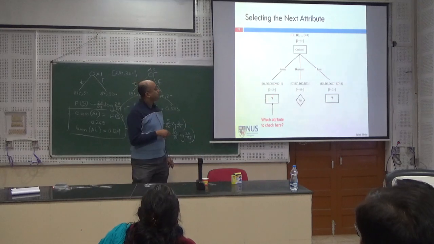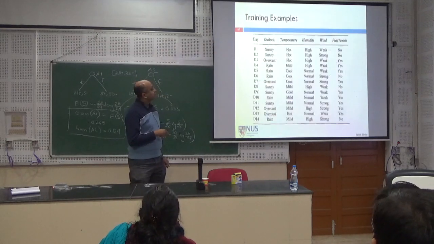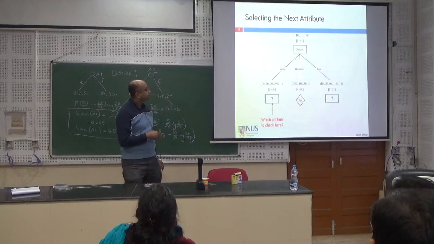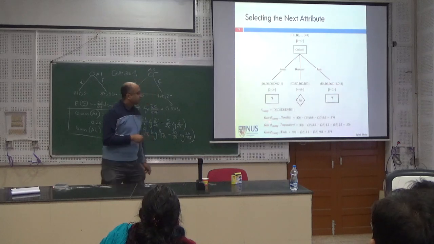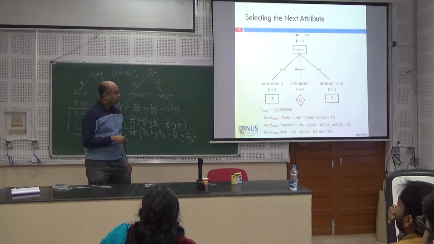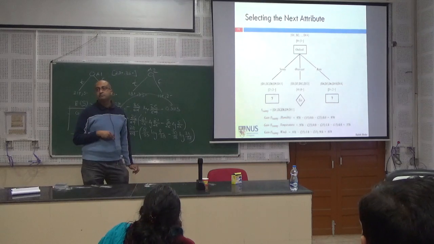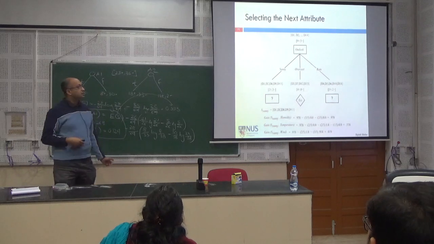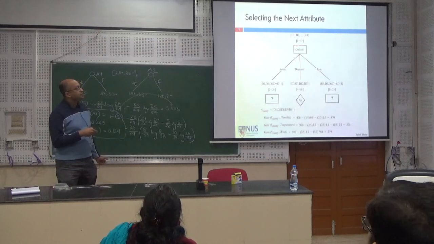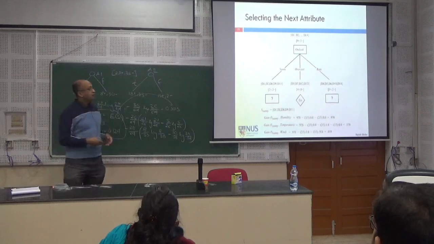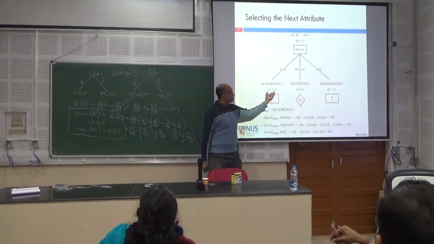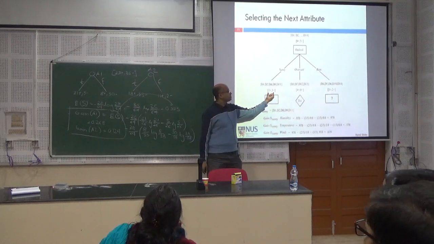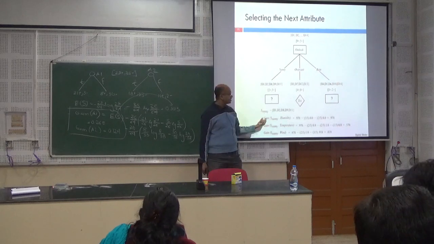But here again, outlook is done. So I have humidity, temperature, and wind which are left. Right? So I'll be repeating that. So I have to do, for example, at this point, I have to consider humidity, temperature, and wind. Again, I have to calculate the gain. Small difference. Initially, my sample entropy here was 9 and 5, right? But now when I calculate the sample entropy, it will be with this. My sample entropy now is 2 and 3. Calculate the entropy with here.